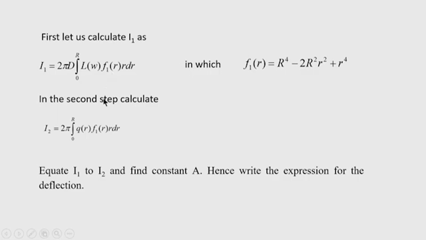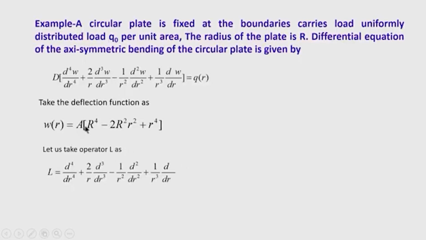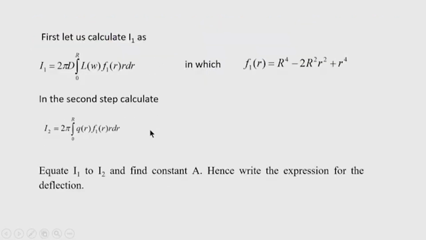Okay. In the second step, calculate I 2, that is, with the load. So, the load is q r and the deflection function is f 1 r into d r. Of course, here q r is constant, equal to q naught. So, if the two integrations are carried out and both expressions are equated, I 1 is equated to I 2, then we can find the unknown constant A. Once the unknown constant is found, then the deflection is completely known. Okay.